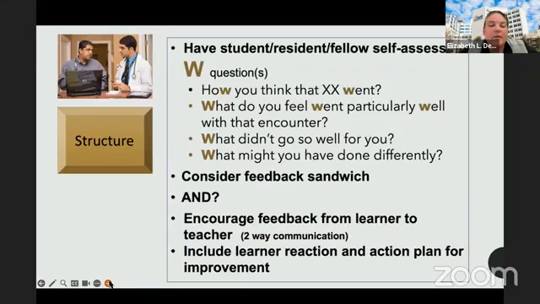We'll talk about some other ways that we could do this. One is the feedback sandwich. That's the idea of giving a positive and then a negative and then a positive at the end. You also could ask your trainees and questions. So when the trainee tells you how they think something went, you could say, I agree.